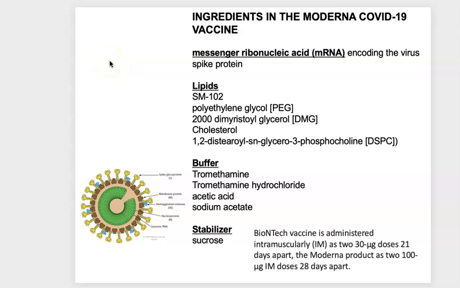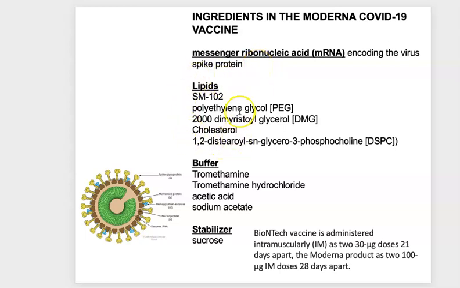So here's a look at the actual ingredients in the Moderna vaccine. So here's the prime antigen generator, the messenger RNA encoding the virus spike protein. So it's actually the cell translating this into proteins. That is the antigen generator.